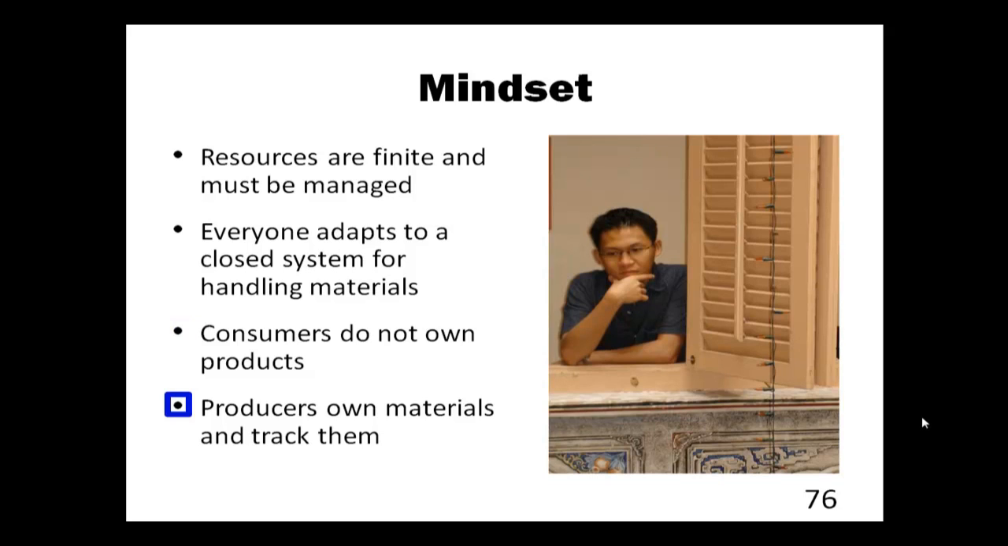The other big one is going to be that producers need to own the materials that they use to make products and track them as they make their way around the system. And the reason for this is because if they don't have materials, they cannot manufacture new products.